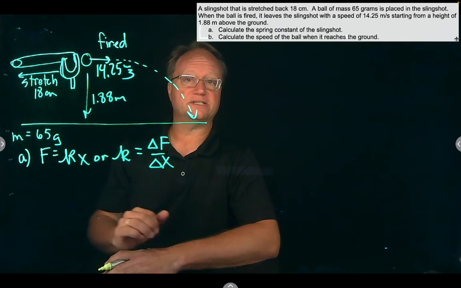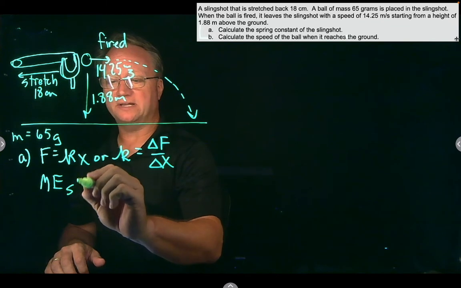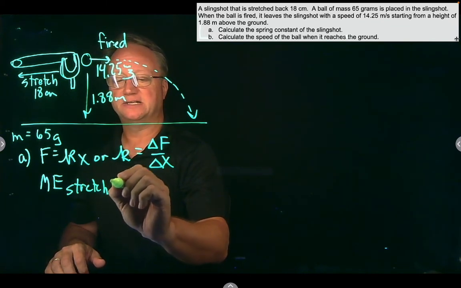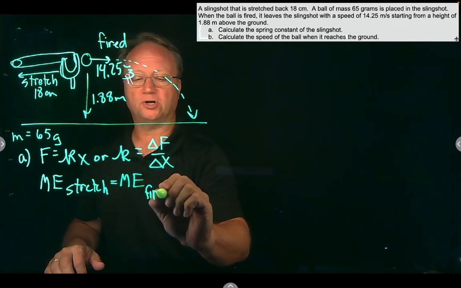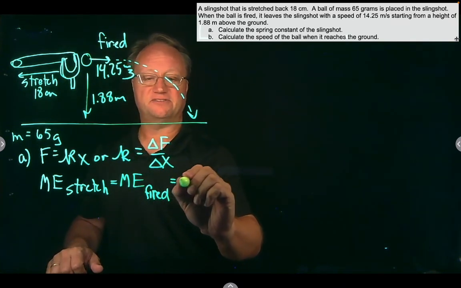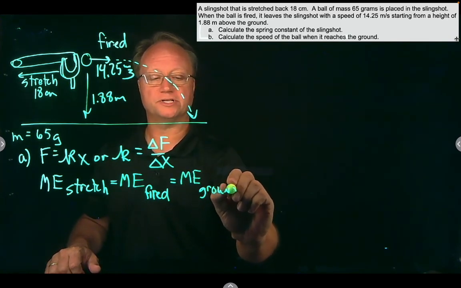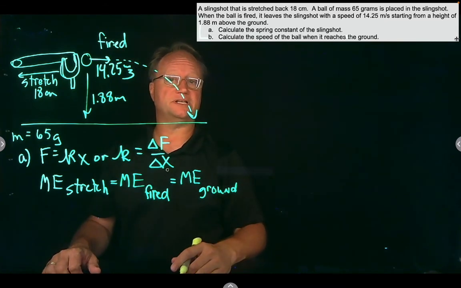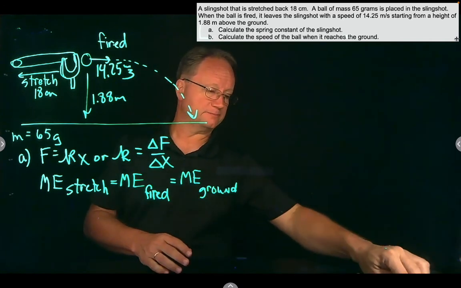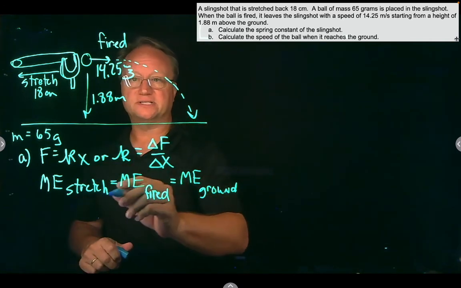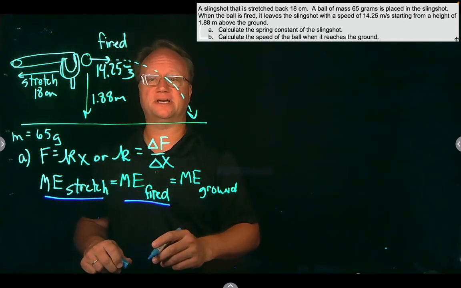Mechanical energy stays constant. So then the mechanical energy when we stretch the slingshot back, those joules are going to match the mechanical energy when the ball is fired, and for that matter, that's going to match the mechanical energy when the ball reaches the ground the instant before it hits the ground. So we can use this to calculate what our spring constant is. We know enough to use the stretched segment and the fired segment.